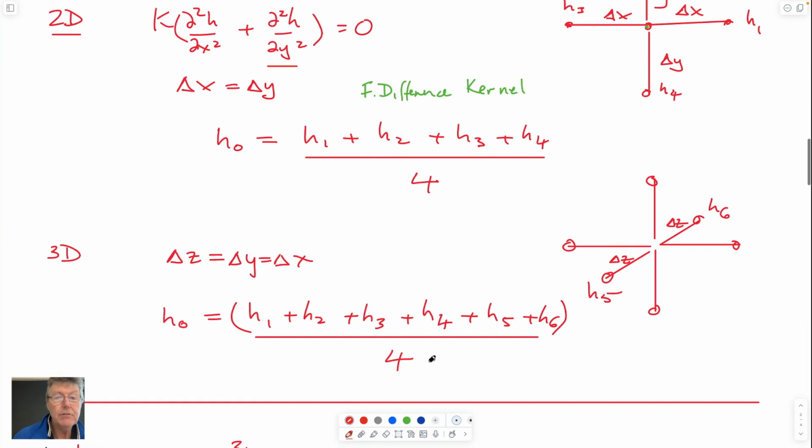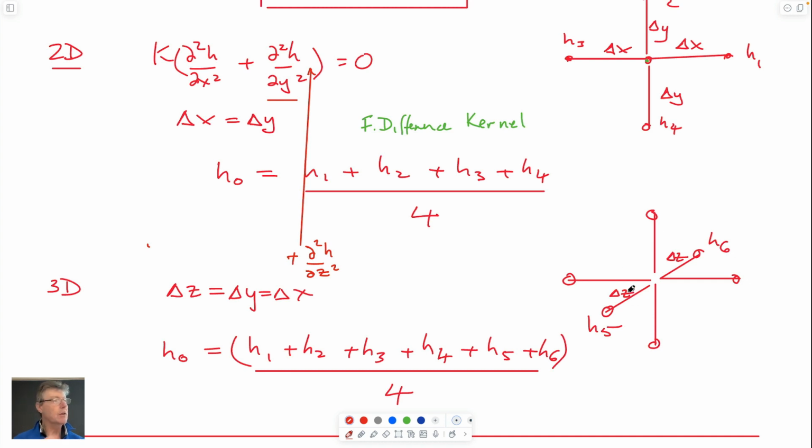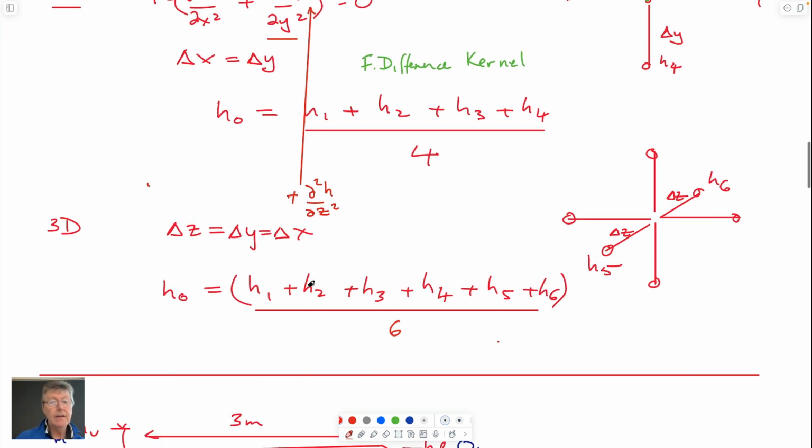And if we wanted to solve the problem in 3D, this term here would be plus d2h dz squared, right? It would go in right up here. I'm not going to redraw that, but this would get added in there. And again, the template would look like the square template we had, but with z added on for h5 and h6. And not surprisingly, no, that's wrong. Pretty sure that's 6, for the same reasons as before. So again, it's the sum of all of these surrounding nodes divided by 6, which gives you the value of h0.